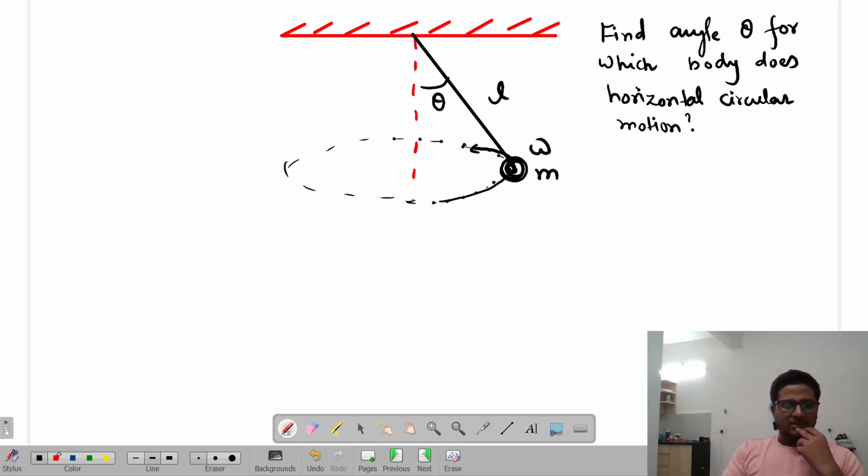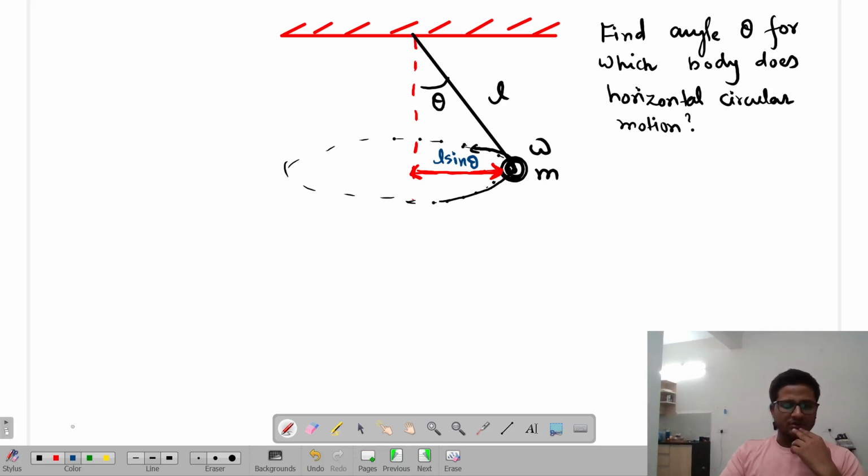Look carefully, one by one. If I consider this particular kind of horizontal circular motion, its radius is this particular length which I have drawn right now. It will not be length L, no? The radius will be this particular length. So this is L, this is theta. So the radius can be considered as L sine theta, or not? This is my radius only, no? Look over there.